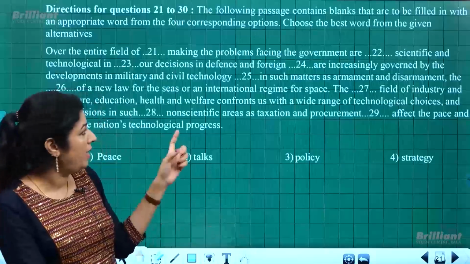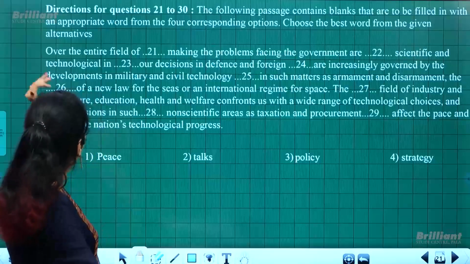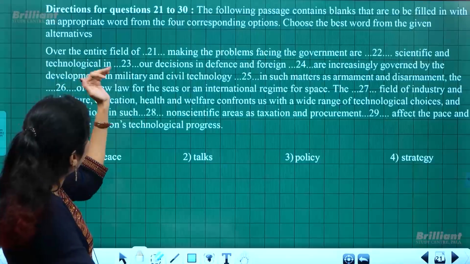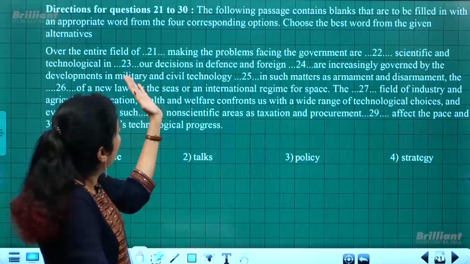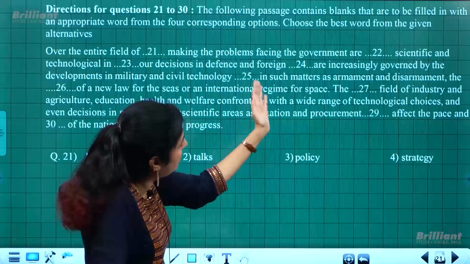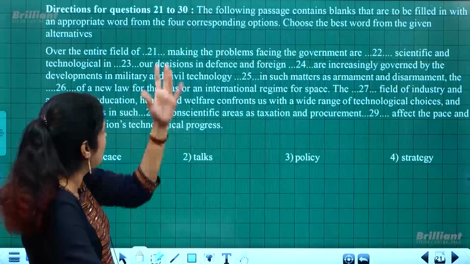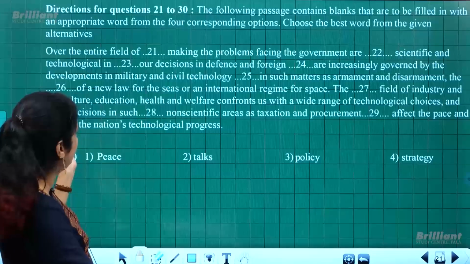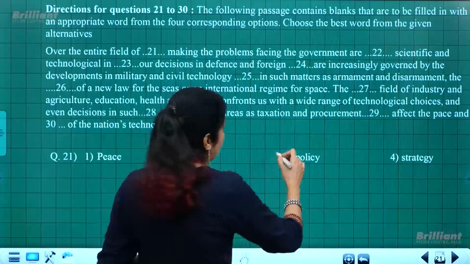Okay, so that's why it's connected. It's a passage form. So let us see how it goes. Over the entire field of dash making, not peacemaking, because the problems facing the government are, then read the rest of the part, it's all about scientific things, technological things. So it's not anything connected with peacemaking, right? So it is actually policy making.